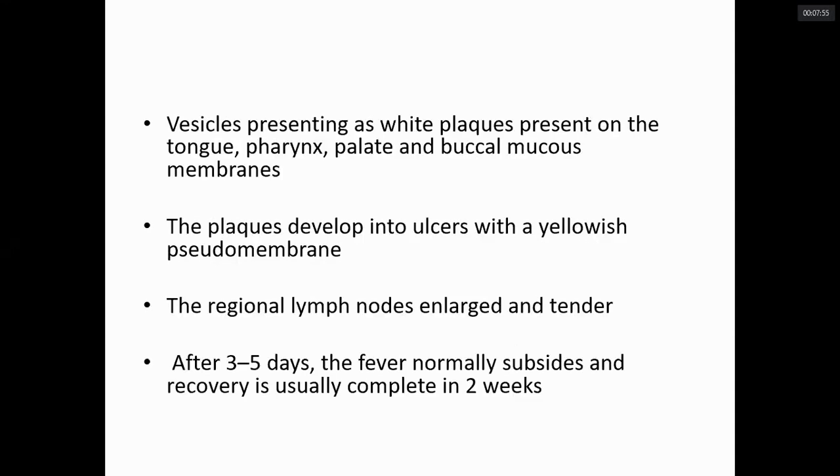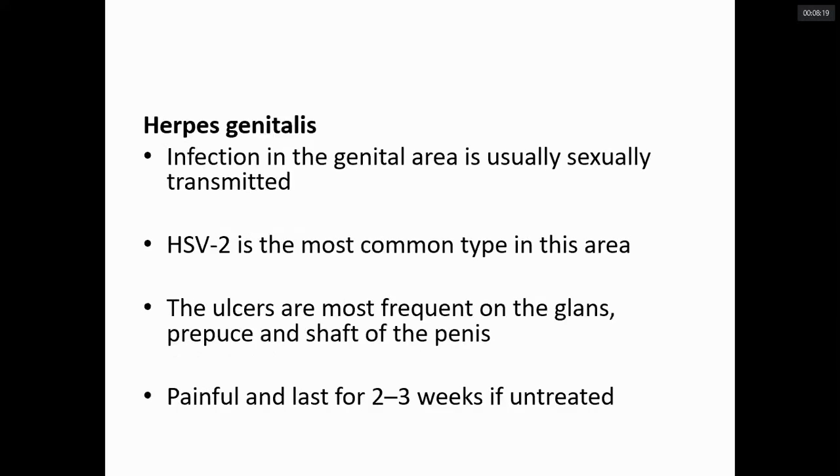The vesicles, which present as white plaques, are present on the tongue, pharynx, palate, and buccal mucous membranes. The plaques develop into ulcers with a yellowish pseudomembrane. The regional lymph nodes are enlarged and tender, and after 3 to 5 days the fever normally subsides and recovery is usually complete in 2 weeks.